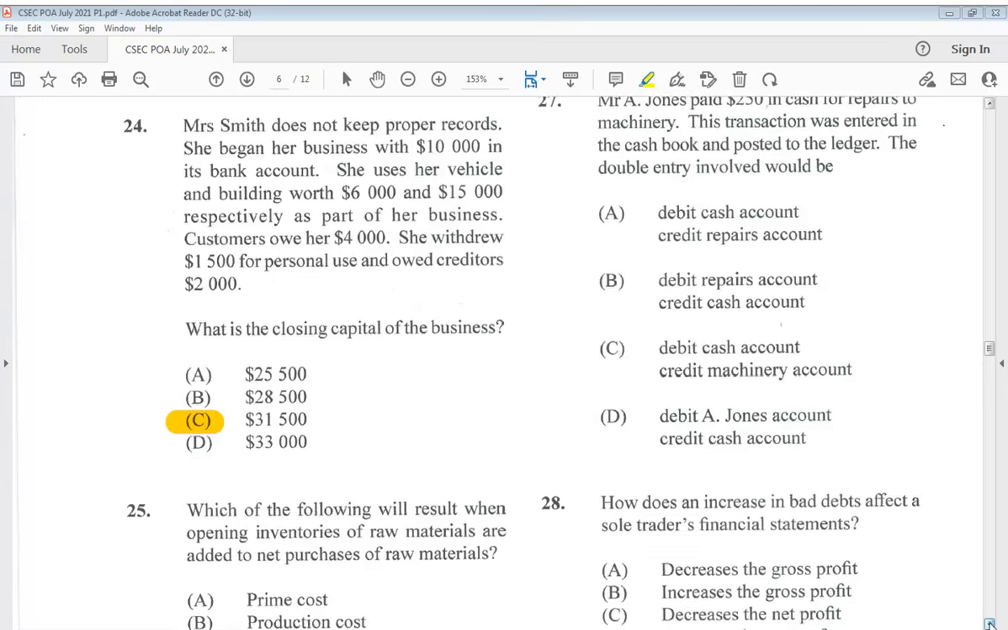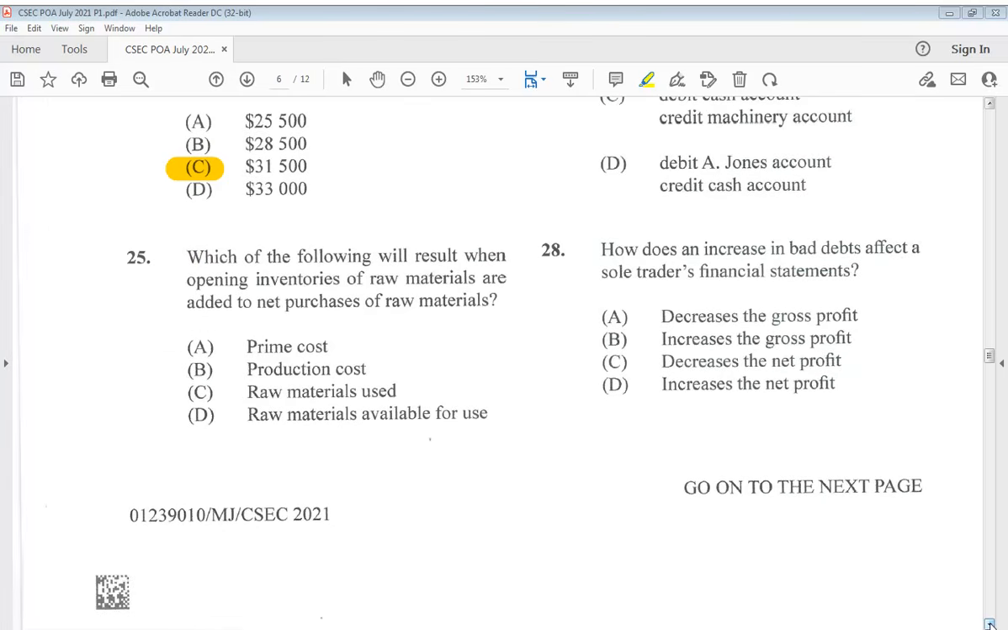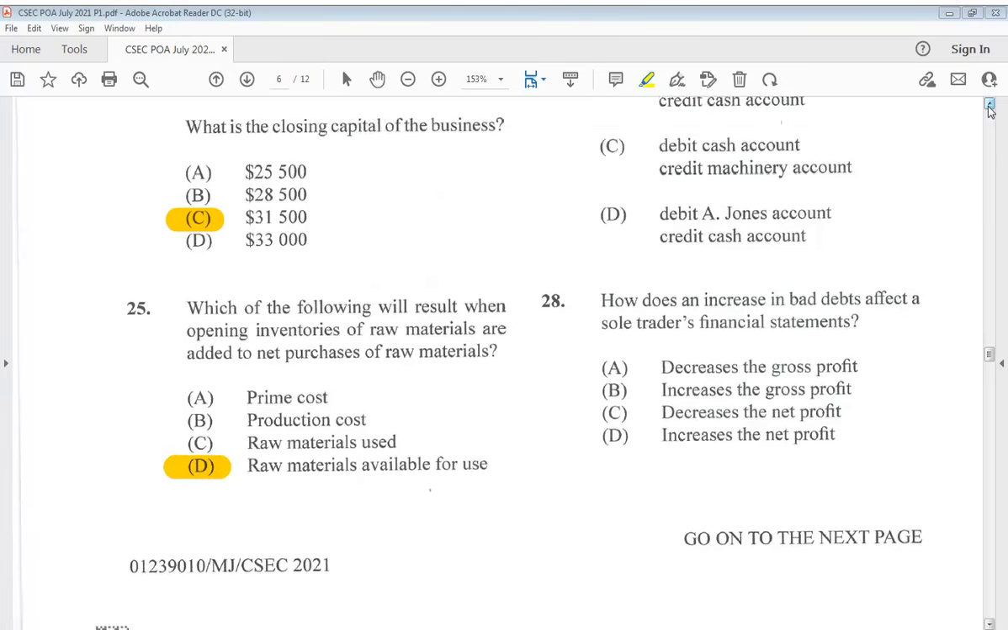Let's go to 25. Which of the following will result when opening inventories of raw materials are added to net purchases of raw materials? So A says prime cost, B production cost, C raw material use. No, D would be the answer. Raw materials available for use. Let's go to number 26.